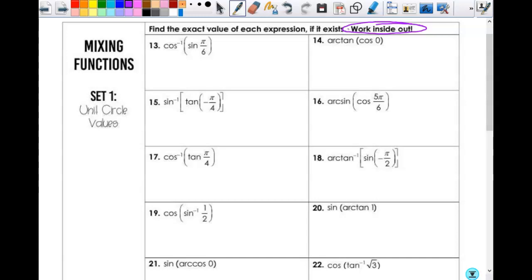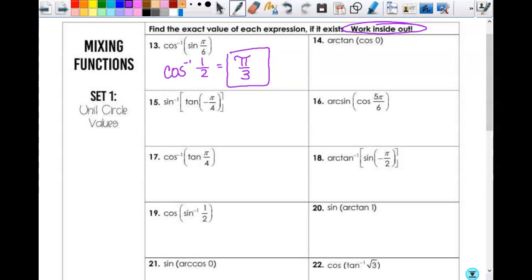So cosine inverse of the sine of pi 6. So what is the sine of pi 6? 1/2, right? So cosine inverse of 1/2 is what? Pi thirds. When the cosine value is 1/2, the angle is pi thirds.